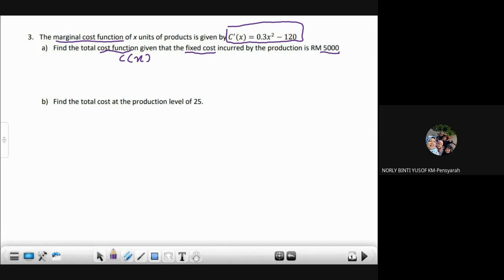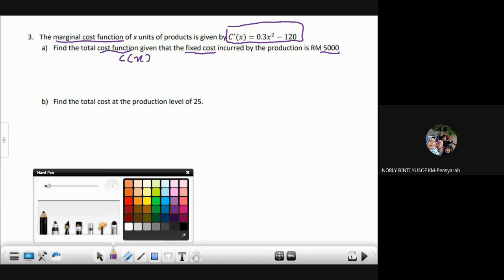Kan kita integrate, kita akan dapat plus C kan. Dekat cost, kita punya C tu fixed cost. Ada value lah. Memang diberi dalam soalan. Tapi kalau dalam marginal revenue, kita integrate marginal revenue, kita akan dapat R(x) plus C. Tapi C tu dah fixed revenue. Fixed revenue tu C tu adalah 0. Tu beza dia lah.